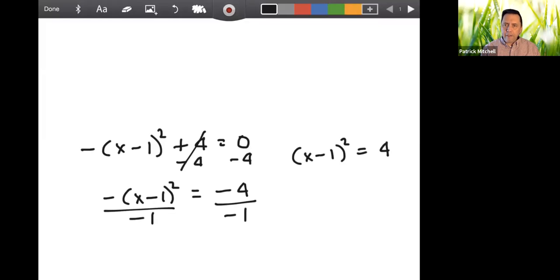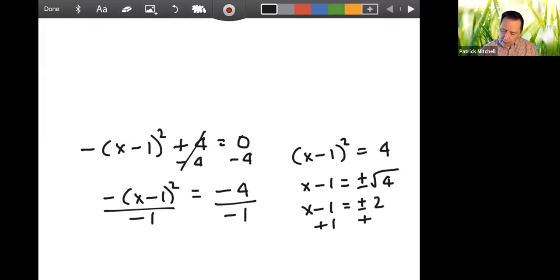So now the easiest way to solve this quadratic equation is using what's called the square root property. If the square of x minus 1 is 4, then that means x minus 1 has to be either the positive or negative square root of 4. That's called the square root property. So that means x minus 1 is either positive or negative 2. And when I add 1 to both sides, I get 2 solutions, which are 2 plus 1 equals 3, or negative 2 plus 1, which is negative 1.